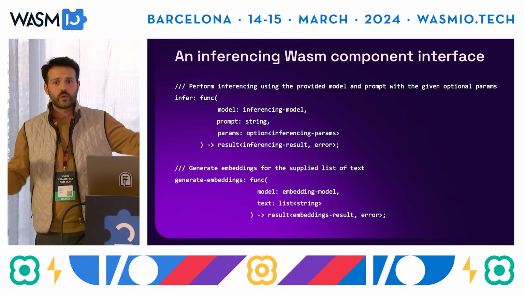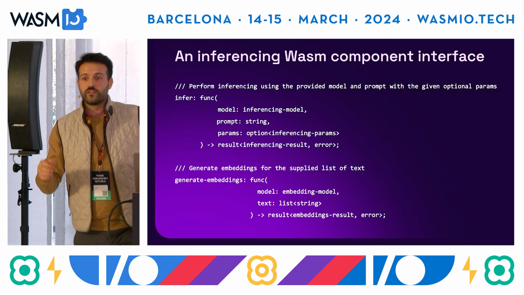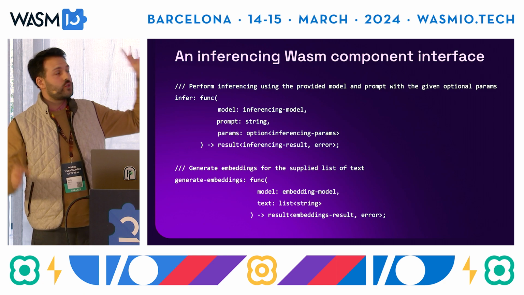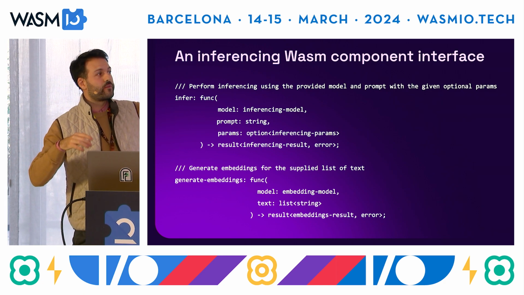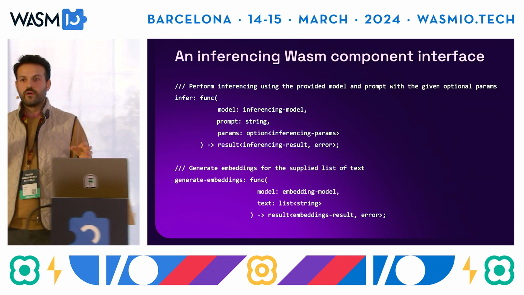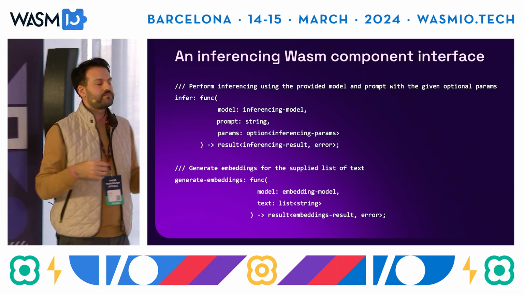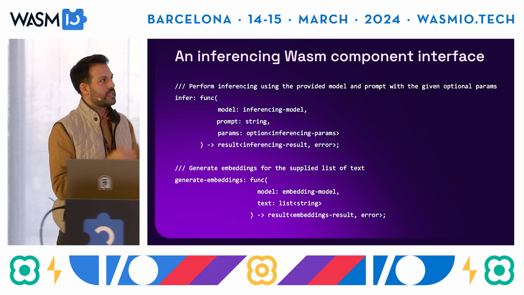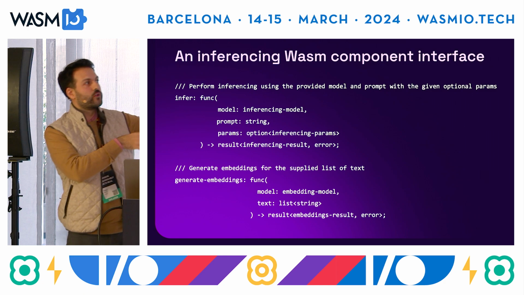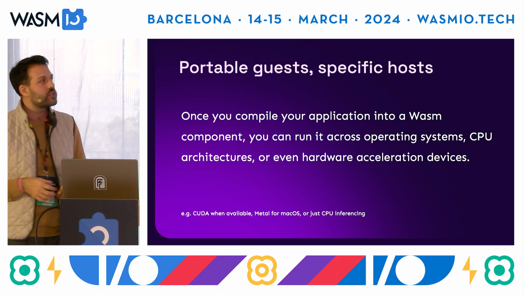Essentially what we did for Spin 2.0 is we defined a WebAssembly interface. This is a part of a WIT file that comes with Spin. We have two functions for this. One performs an inferencing, takes in the model, takes in a prompt, some parameters, and returns your result. And the other one is for generating sentence embeddings, and doing vector searches and things like that. This comes by default with Spin and all the SDKs, and you can access that from any language that you can write a Spin application in today.